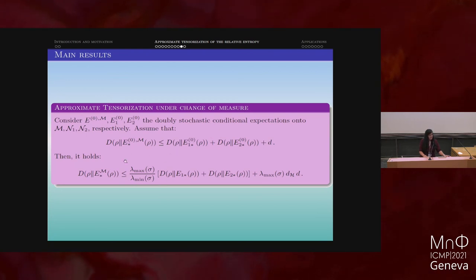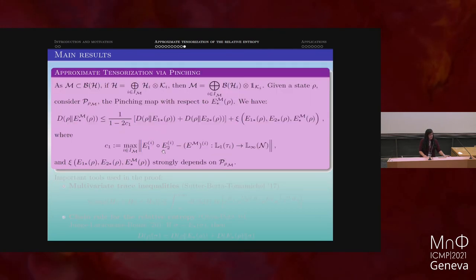But the problem is that this multiplicative term scales very badly with the system size. Instead, what we did was to consider another argument via pinching, and for that, I don't have time to go into details, but the idea essentially is that we decompose the subalgebra that is in the intersection of all the other algebras, because we can see it as a subspace of B(H) for H a Hilbert space. So we block decompose the Hilbert space, and then we can write the algebra of this form that I write here.